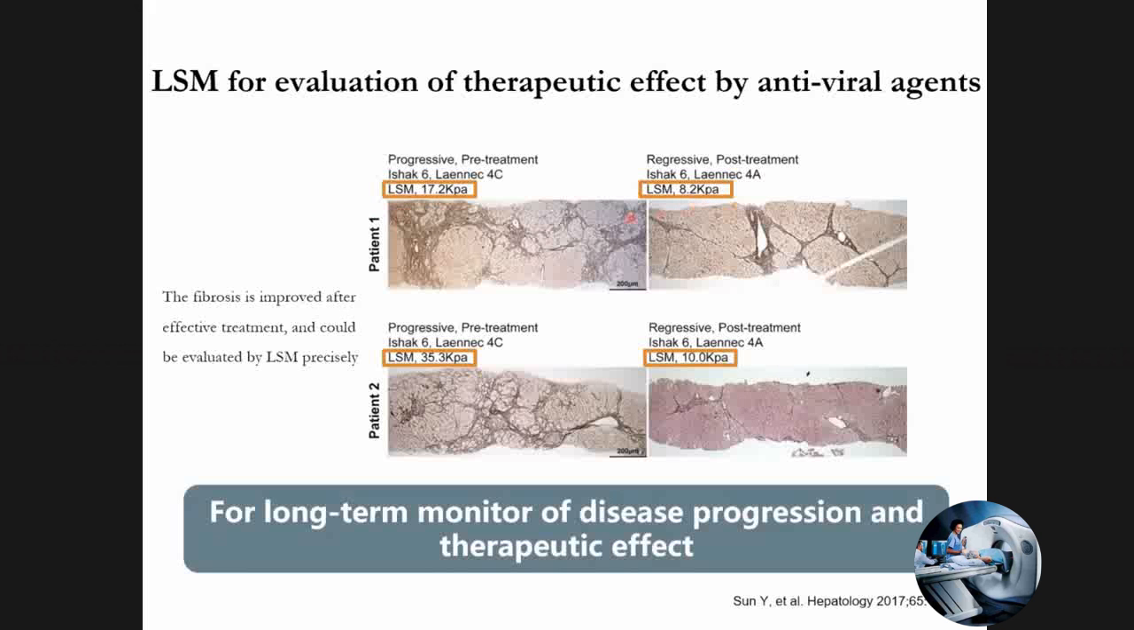It means the automatic quantitative data of LSM is better than pathological staging. The fibrosis is truly improved after effective treatment and could be evaluated by LSM precisely. So for long-term monitoring of disease progression and the evaluation of a therapeutic effect, LSM is quite useful.